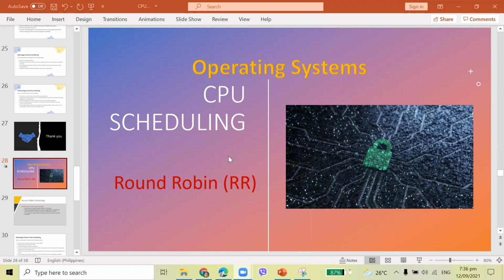Our topic for today is about round robin, which is a type of CPU scheduling under operating systems.